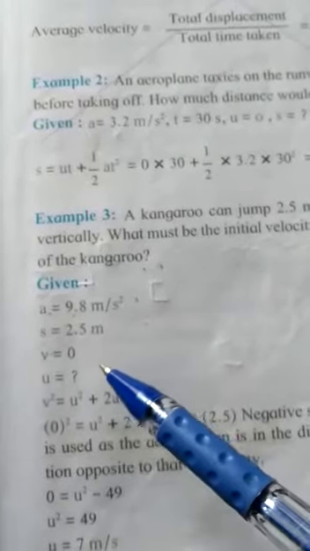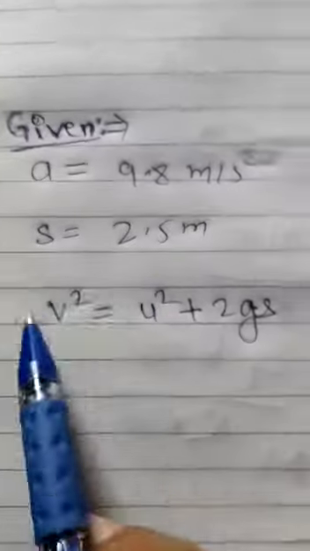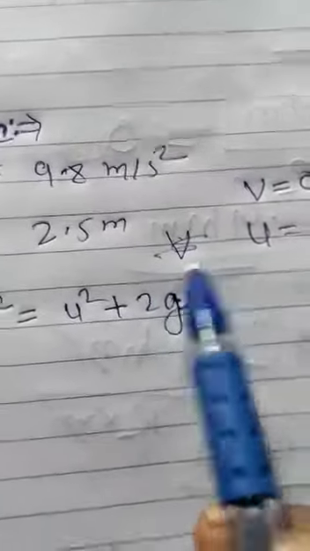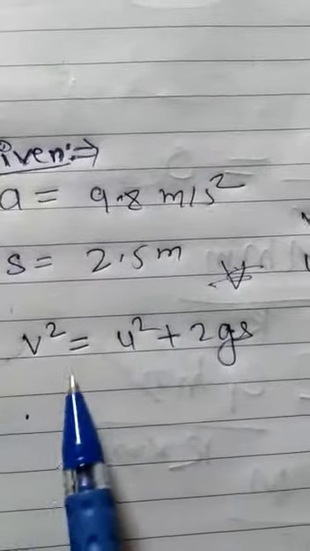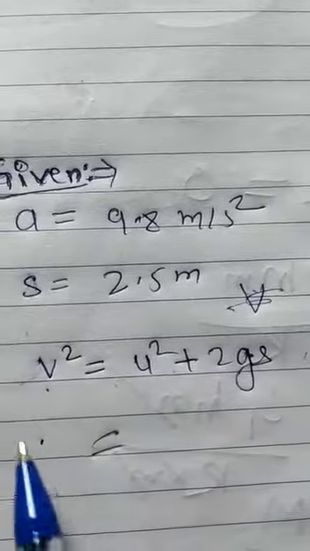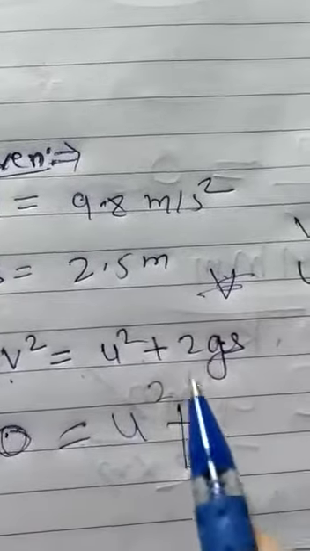Okay, u. We know that when an object moves vertically upward, its final velocity is v = 0. So now we have to write: g = 9.8 meters per second squared, s = 2.5 meters, and v, the final velocity, is 0. Now find the initial velocity u. According to the third equation of motion, v square equals u square plus 2gs. Put the values: v is 0, u square is as it is, plus 2.